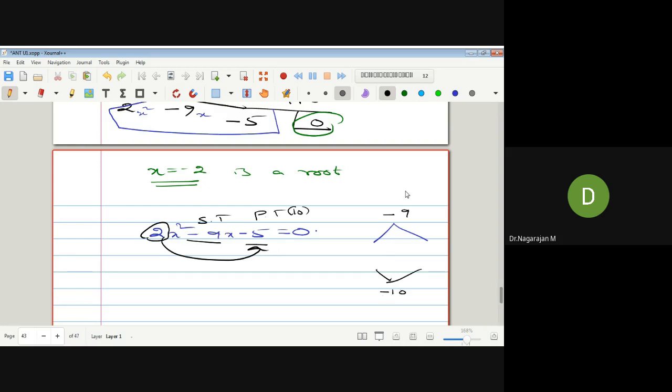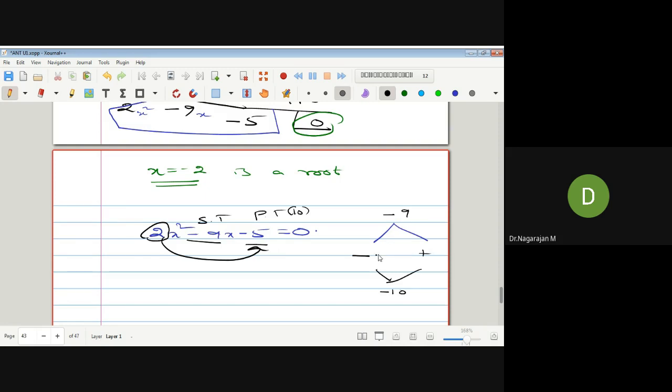Both signs are negative, which means one number should be negative and the other number should be positive. This is a normal algebraic concept: for the sum, we want the biggest number on the negative side and the smallest value on the positive side. What is possible? Here 9, here 10.